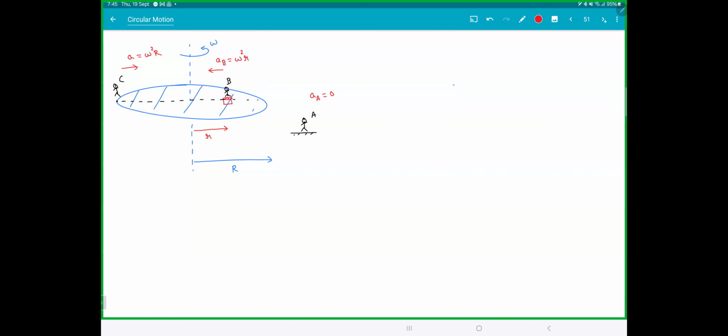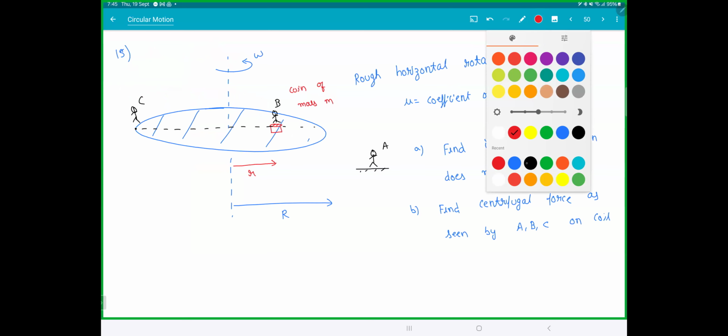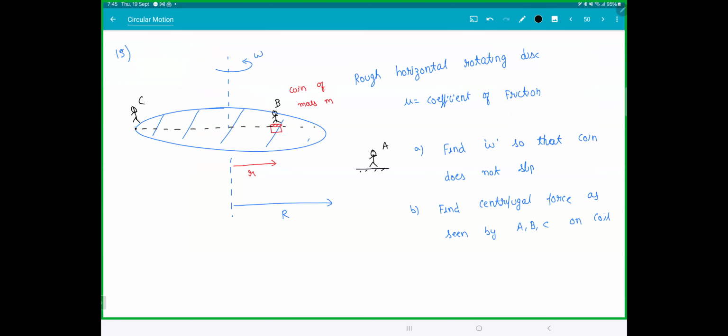Yeah, C is sitting on the disk. C is on the circumference of the disk. And B is on the coin.